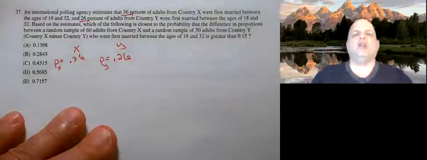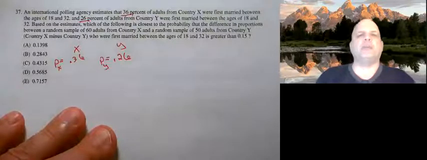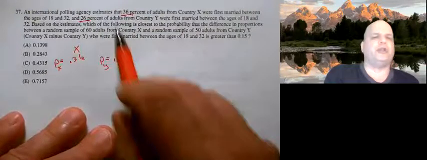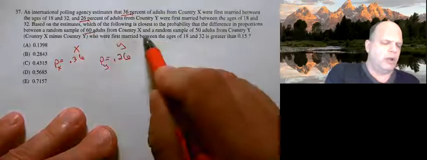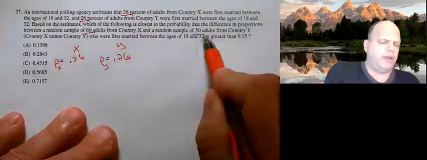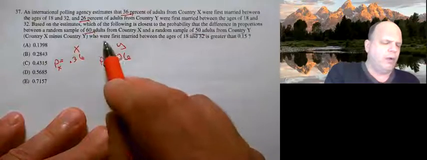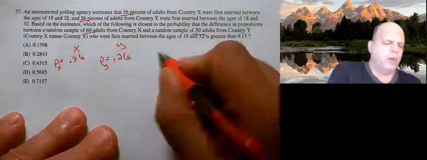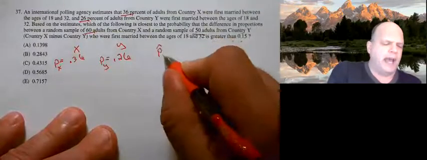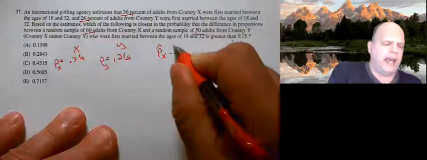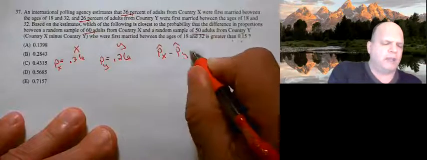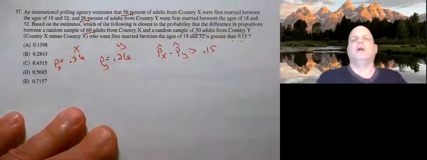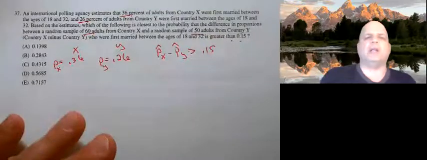Which of the following is the closest to the probability that the difference in proportions between a random sample, so if we take a random sample of 60 adults and a random sample of 50 adults from country Y who were first married is greater than 0.15. So we want the probability that P hat X minus P hat Y is greater than 0.15. Wow. Okay, so this is a bit complicated.